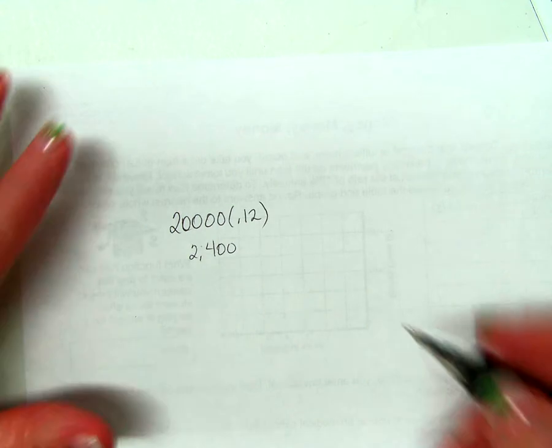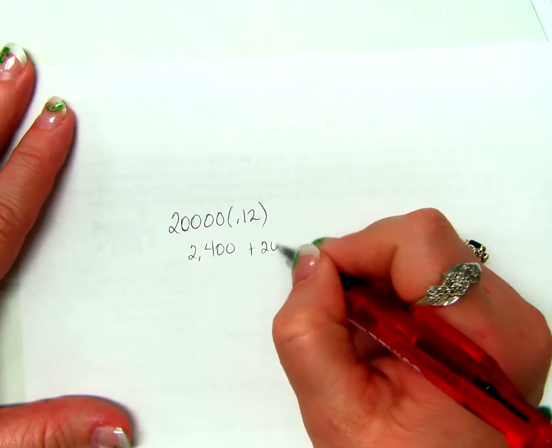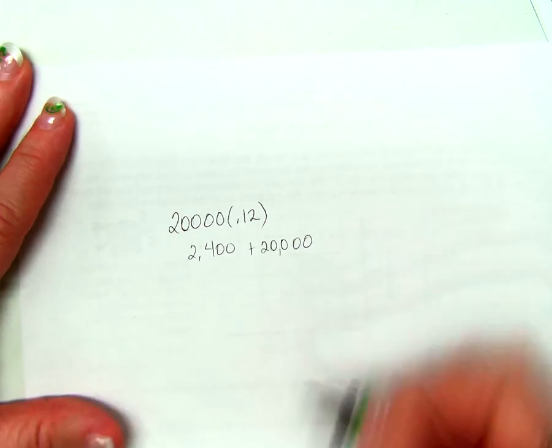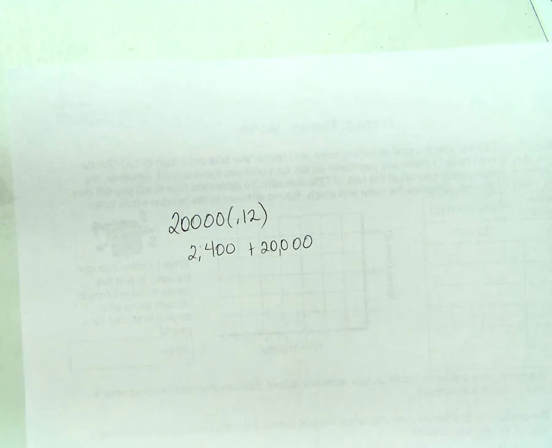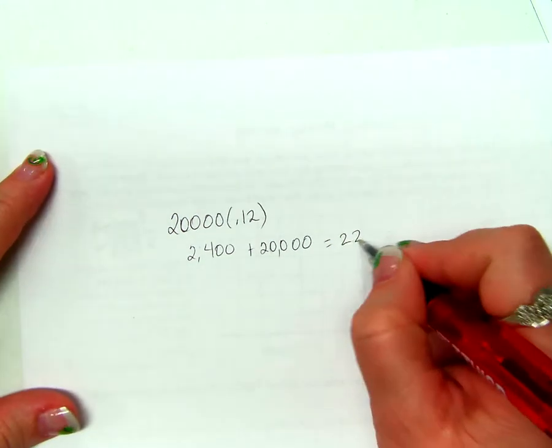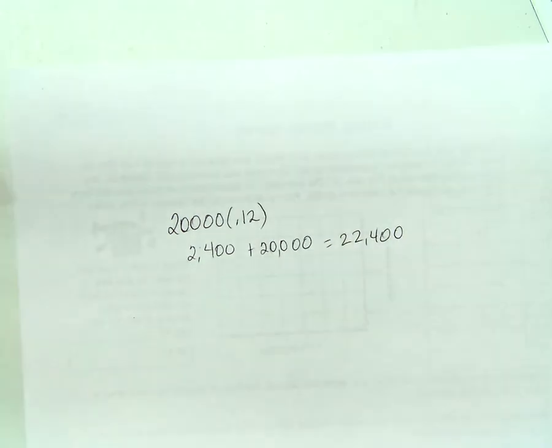What do I have to do with that 2,400? Add it to the original amount that I borrowed, right? What I borrowed. So I have 22,400. Is there an easier way? Yes.